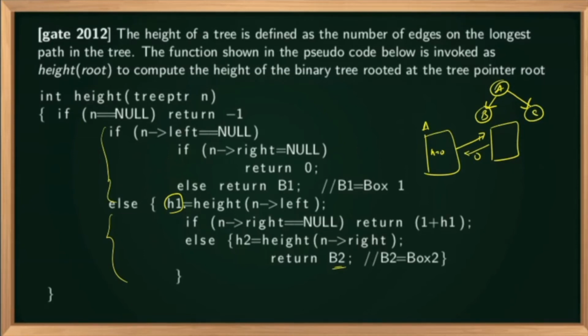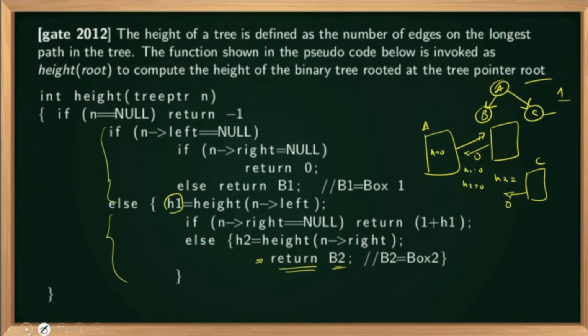Now I am checking. h1 is 0. If n dot right is null? n dot right is not null. So I am calling h2 is equal to height of n dot right, with c. Now c's left and right are null, so this is also going to return 0. Now h1 is 0 and h2 is 0. I know the height of this tree is 1. So now I am here, what should it return?